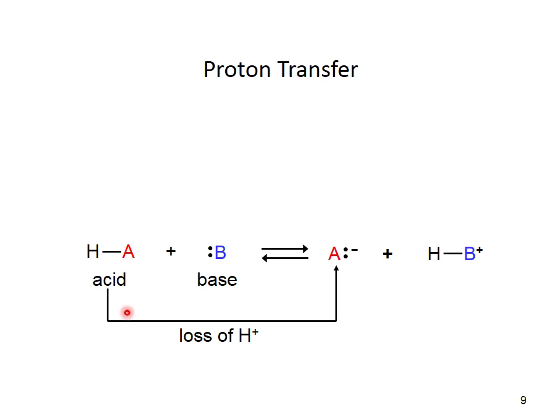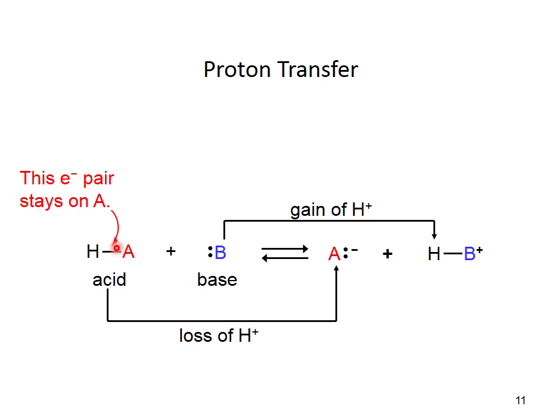Let's look at a typical reaction. Here's a general formula for any acid and a general formula for any base. What happens? The acid gives up a proton and makes the anion here. The base takes a proton and makes this formula. So this is an acid and that is a base. This electron pair stays on the hydrogen because H plus goes off. That's why this has a negative charge.